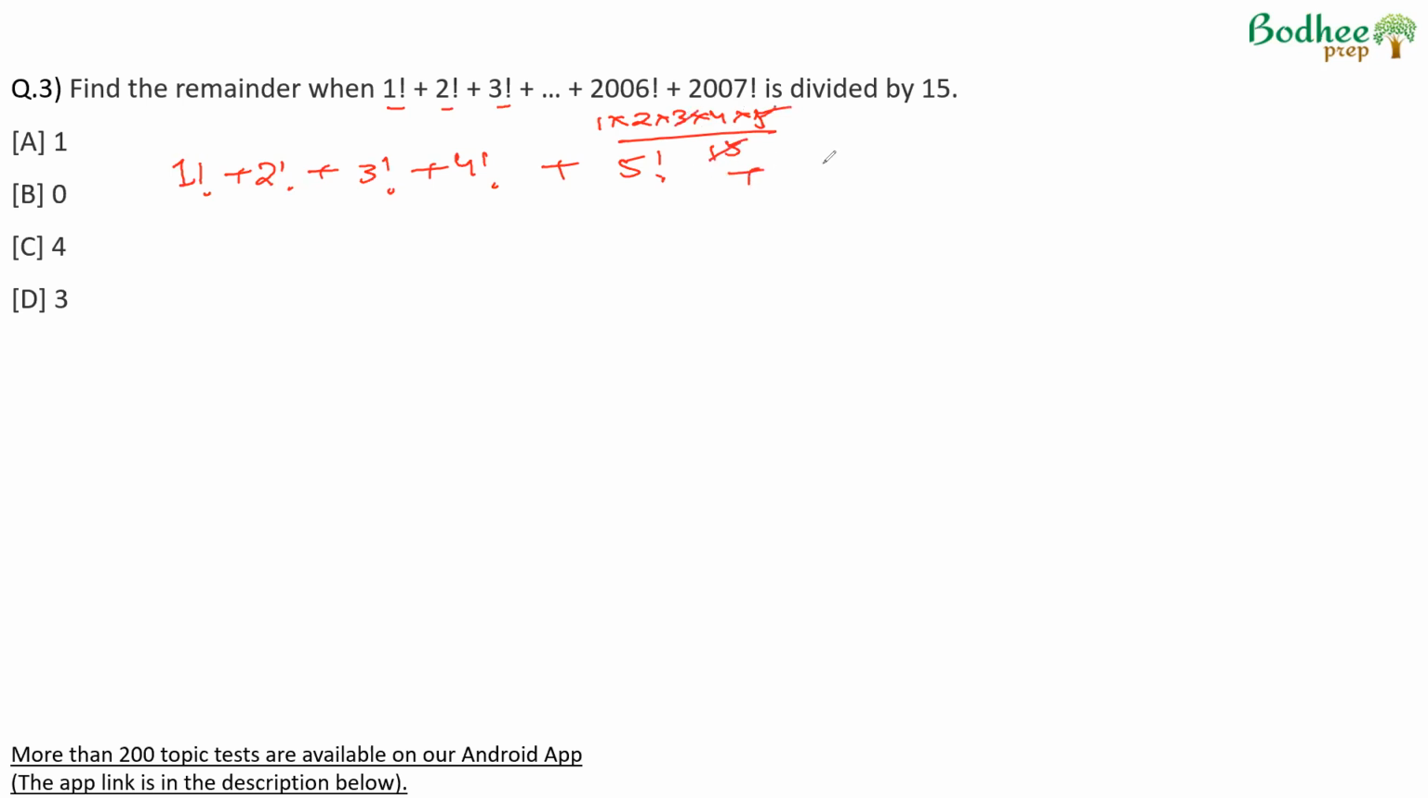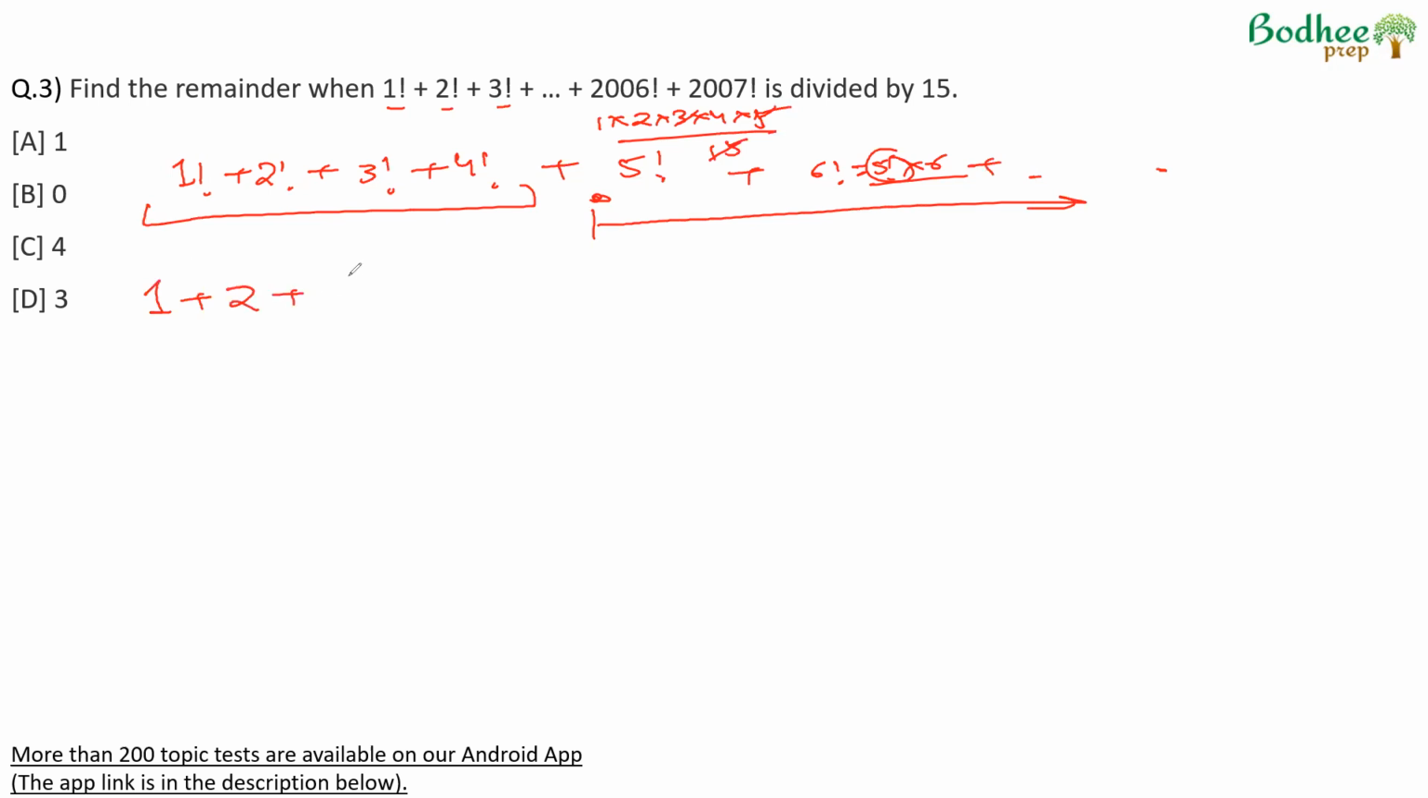And any number thereafter, because 6 factorial is nothing but 5 factorial into 6. 5 factorial is divisible by 15, therefore 6 factorial is also divisible by 15. So every term, including 5 factorial and anything after this, is divisible by 15, so no remainder. The only remainders will be from this part. 1 factorial is 1, 2 factorial is 2, 3 factorial is 6, 4 factorial is 24. So this gives us 33 divided by 15, remainder 3, option D becomes the answer.